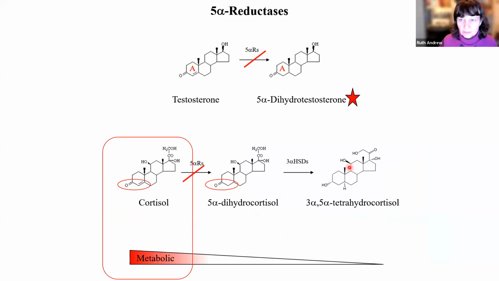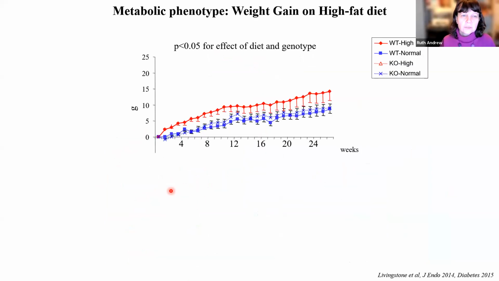So we went through a series of translational studies where we inhibited the 5-alpha reductase enzymes in order to see what happened to metabolism, proposing that we were going to get a build-up of this metabolically active cortisol. Now, we studied this first in animal models. We were lucky that there was a 5-alpha reductase knockout mouse formed by Mala Mahendra in Dallas.